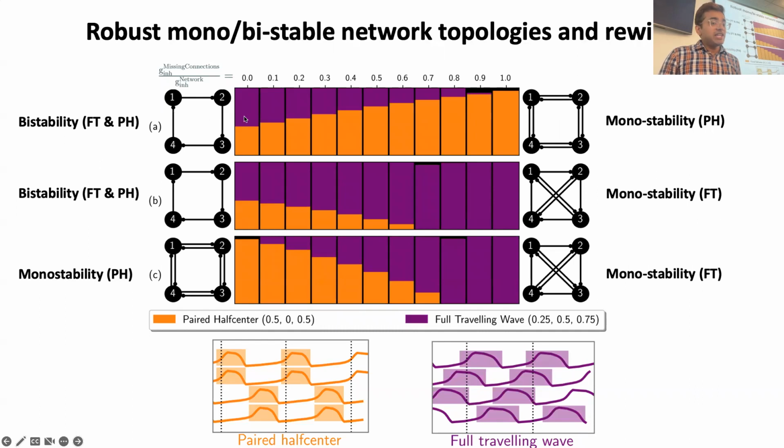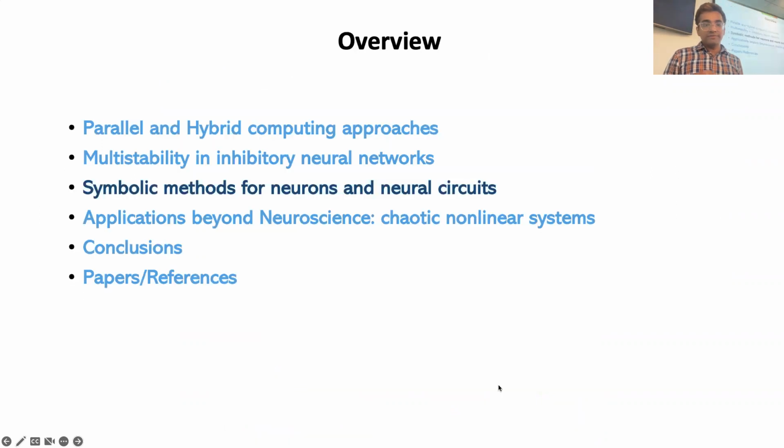So this network is initially bistable with the paired half-center and the fully traveling wave rhythms. But as you see, as the strength of the anti-clockwise loop increases, it becomes robustly monostable with just a single paired half-center rhythm. And here we are transitioning from this bistable network to a robust monostable network that produces a full traveling wave. And here we are transitioning from one monostable network on the left to another monostable network on the right. So these are the paired half-center rhythms and the full traveling wave rhythms.